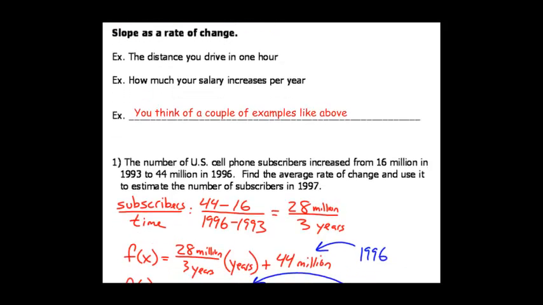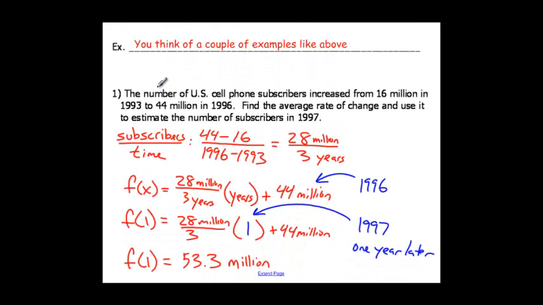So let's take a look at the word problem down below here. Okay. The number of U.S. cell phone subscribers increased from 16 million to 44 million over this time period. Find the average rate of change. Okay, so a lot of times you want to think, okay, so what makes sense, label-wise? I always like to start with label, and here we're looking at this right here, subscribers over time.